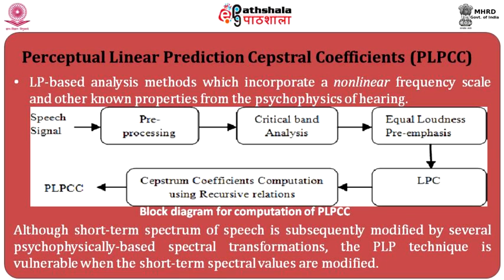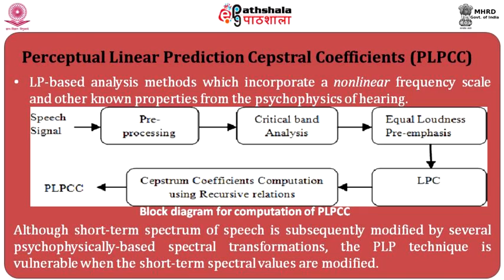Now we'll move on to another kind of approach, which is perceptual linear prediction cepstral coefficients. Perceptual linear prediction is one of the LP-based analysis methods which incorporate a nonlinear frequency scale and other known properties from the psychophysics of hearing. In PLP, the Fourier transform is applied to compute the short-term power spectrum, and the perceptual properties are applied while the signal is represented in a filter bank.